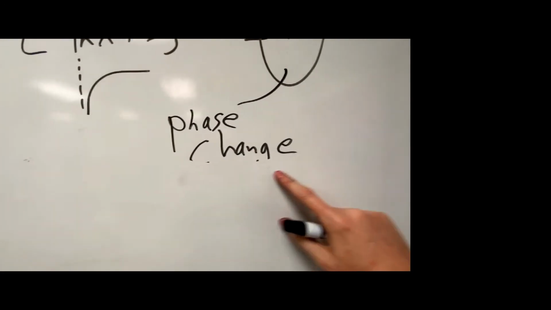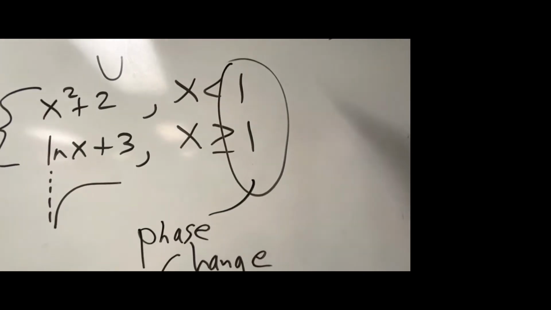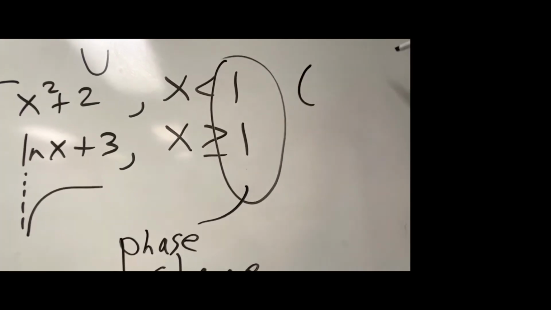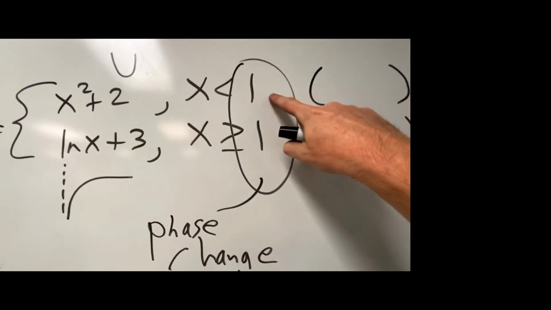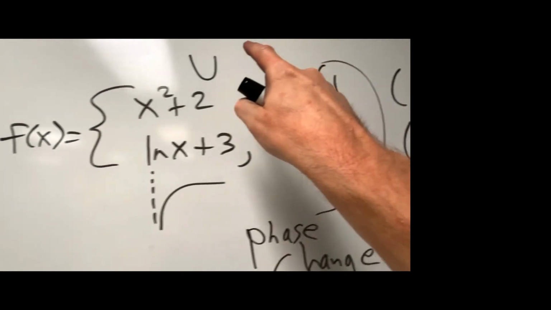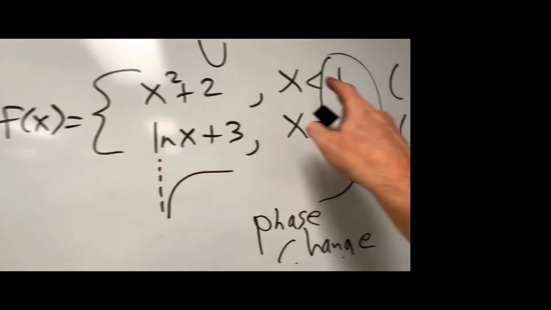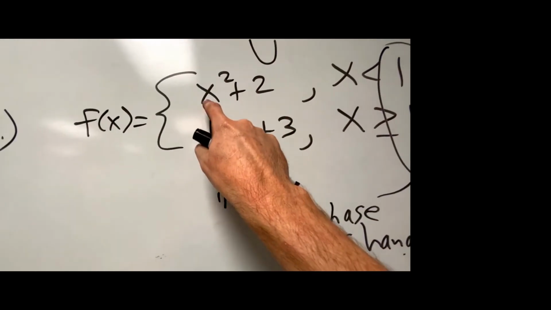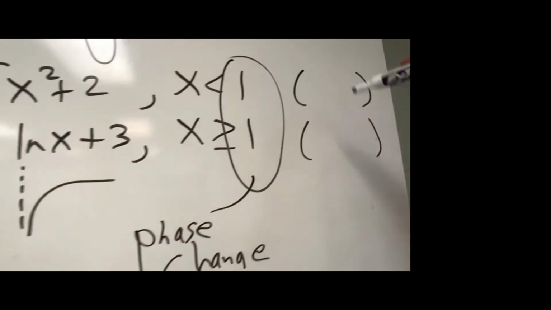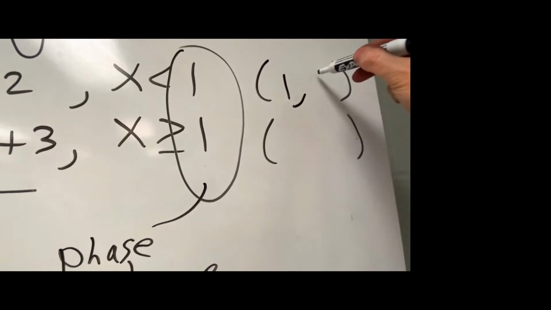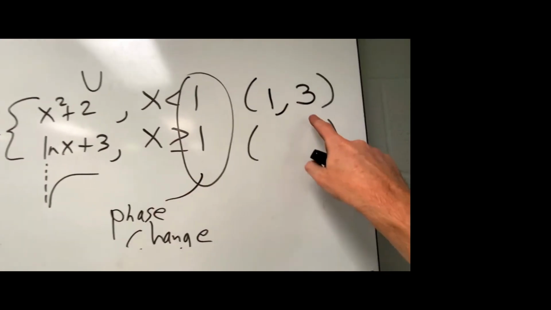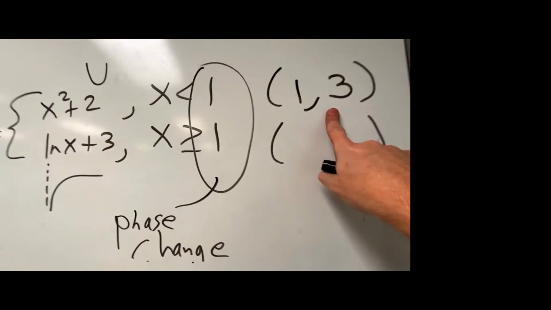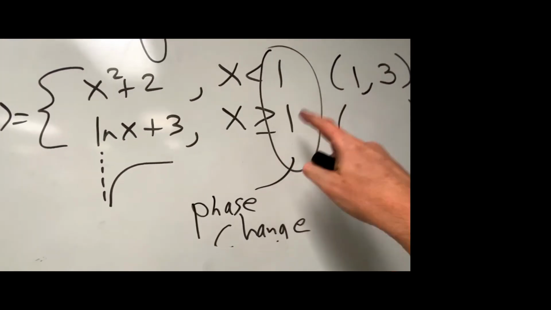So what do you do with the phase change? This is what I recommend to all my students for decades now. Take the phase change, plug it in to the curve. 1 squared is 1, plus 2 is 3. When I plug in 1, the output is 3. So I must make sure the parabola hits the point 1, 3. Okay? Now let's try it here.